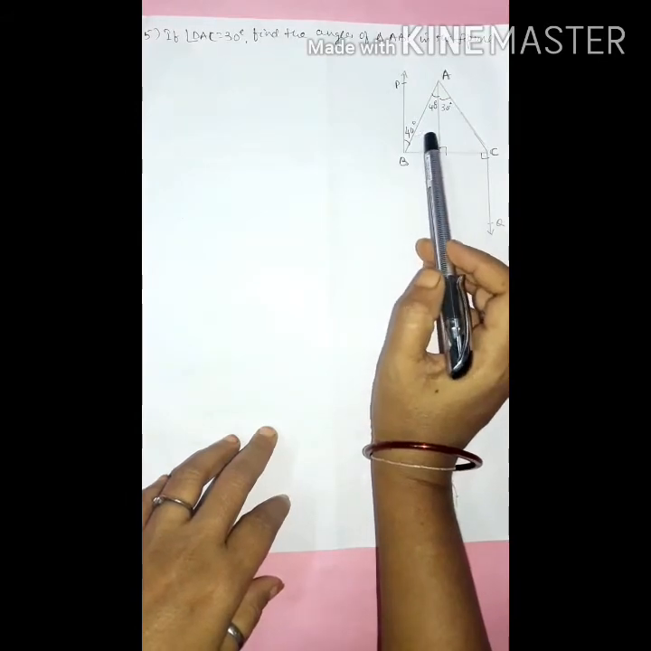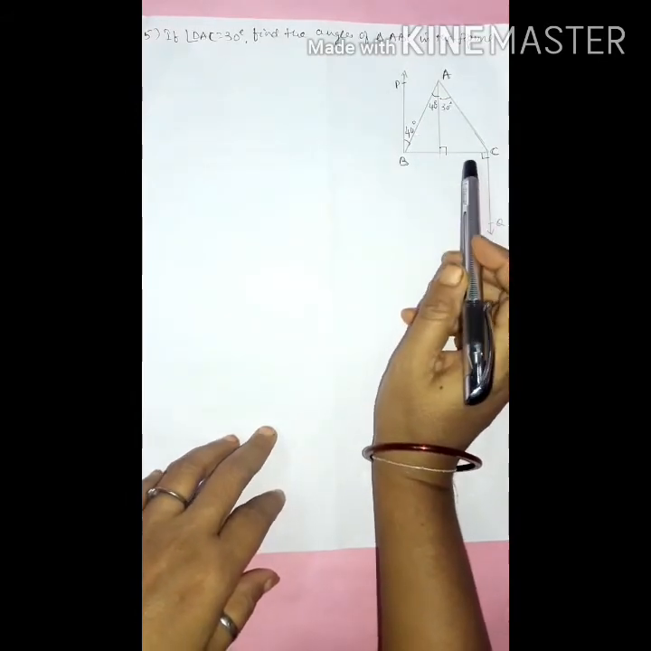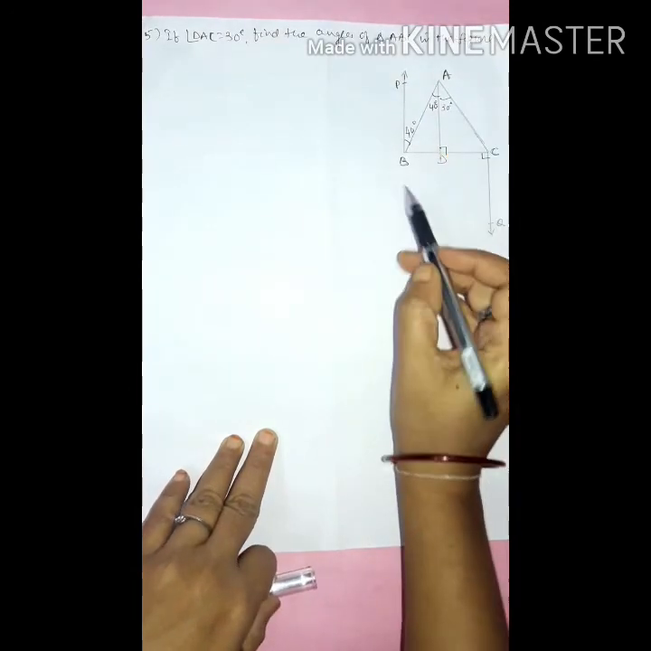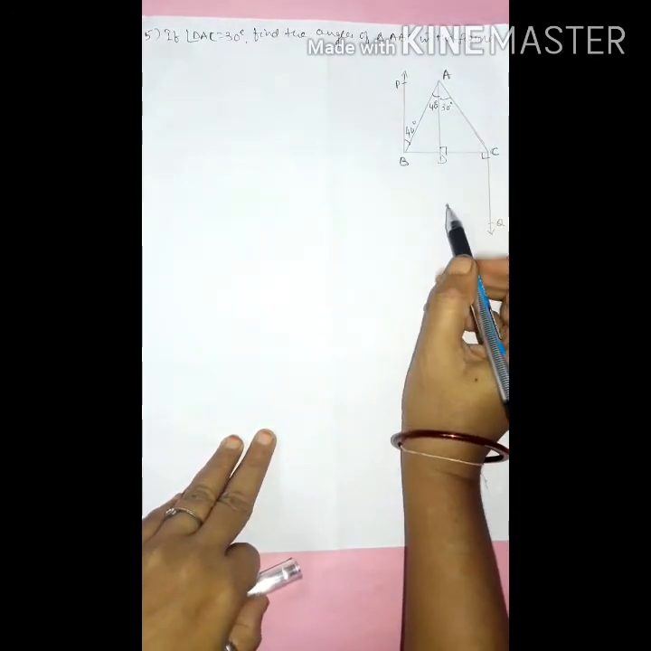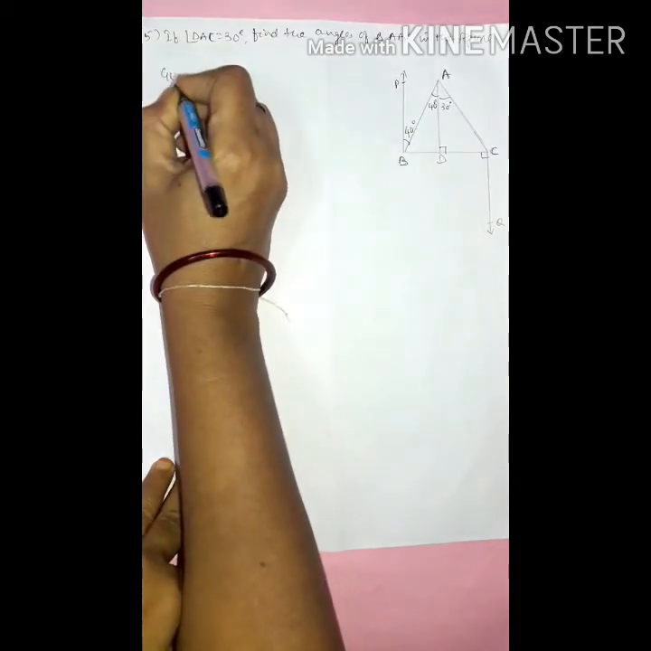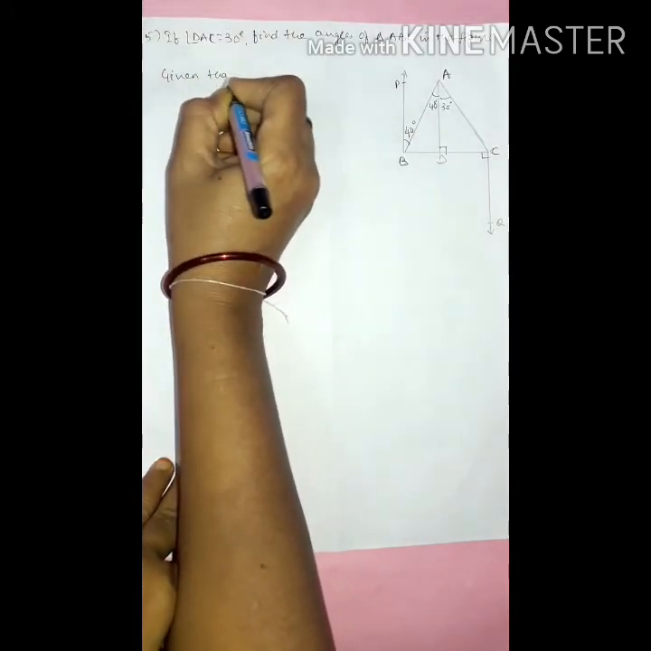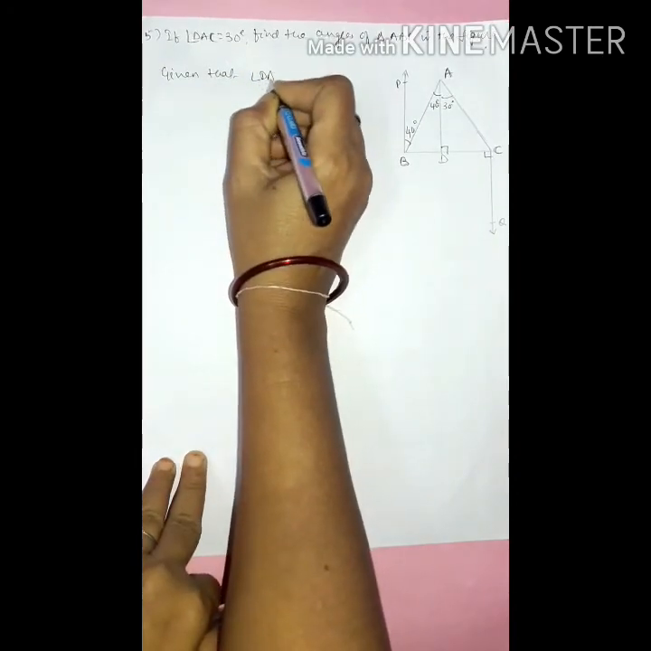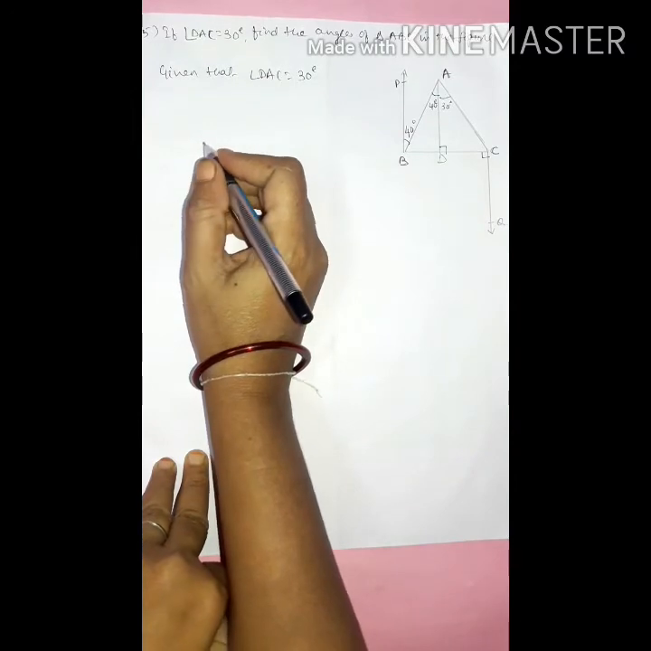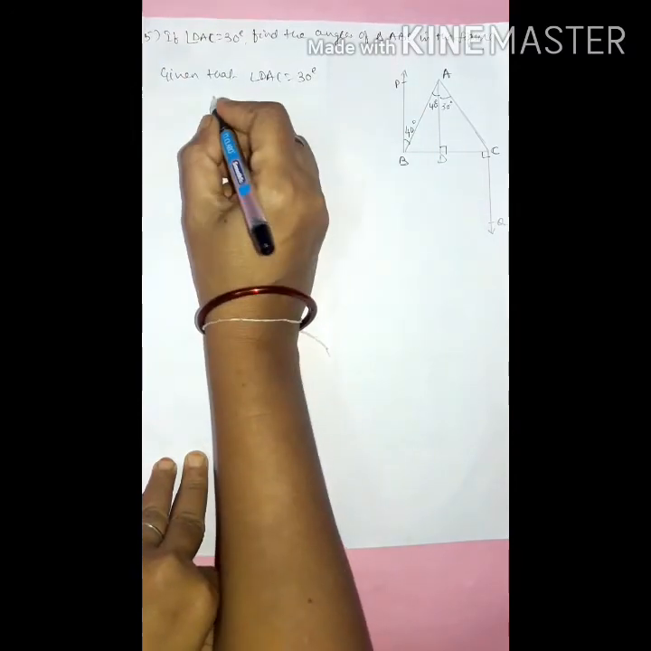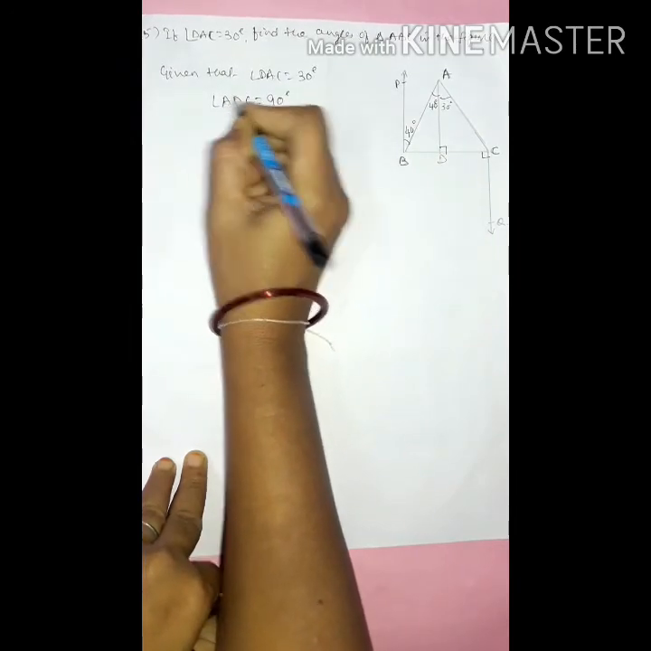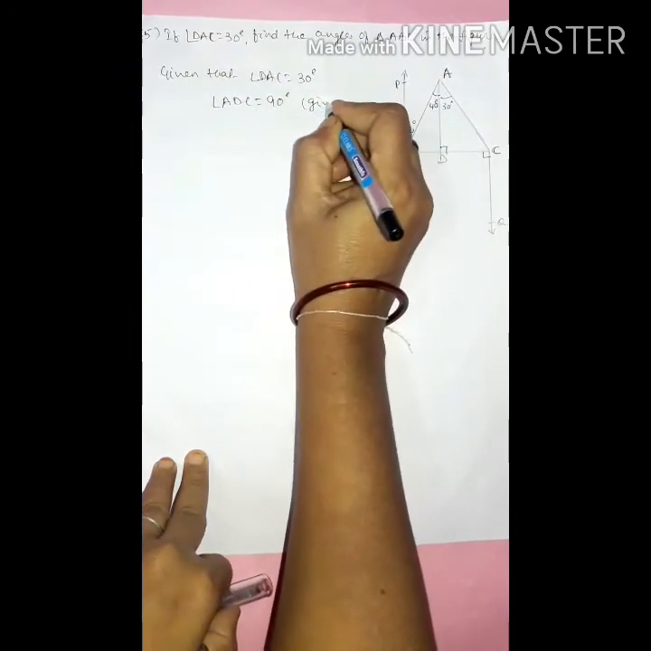This is question number 5. Angle DAC is 30 degree, given. Find the angles of triangle ABC in the figure. So given that, what is the solution? Given that angle DAC is equal to 30 degree, and angle ADC is equal to 90 degree. It is also given in the question.